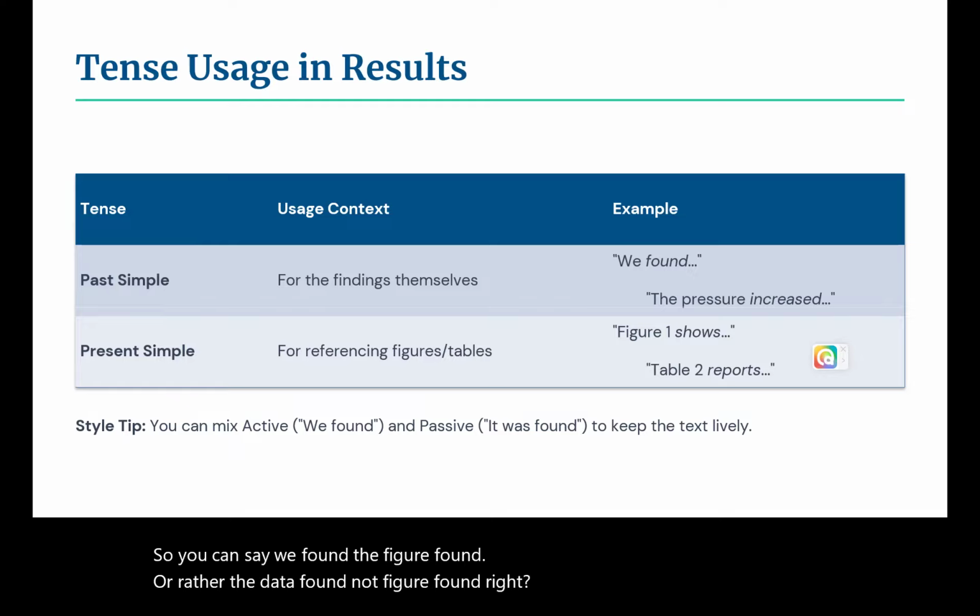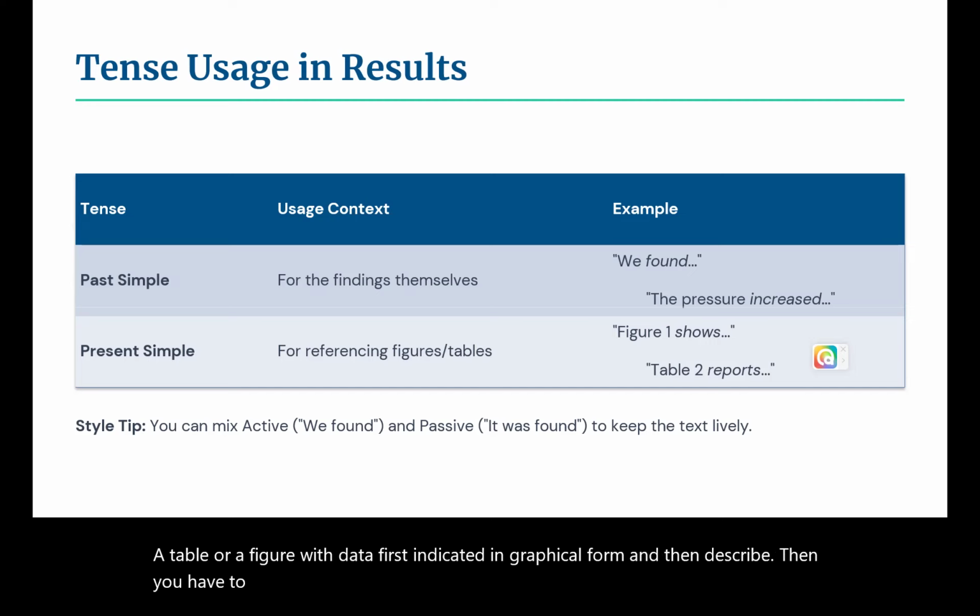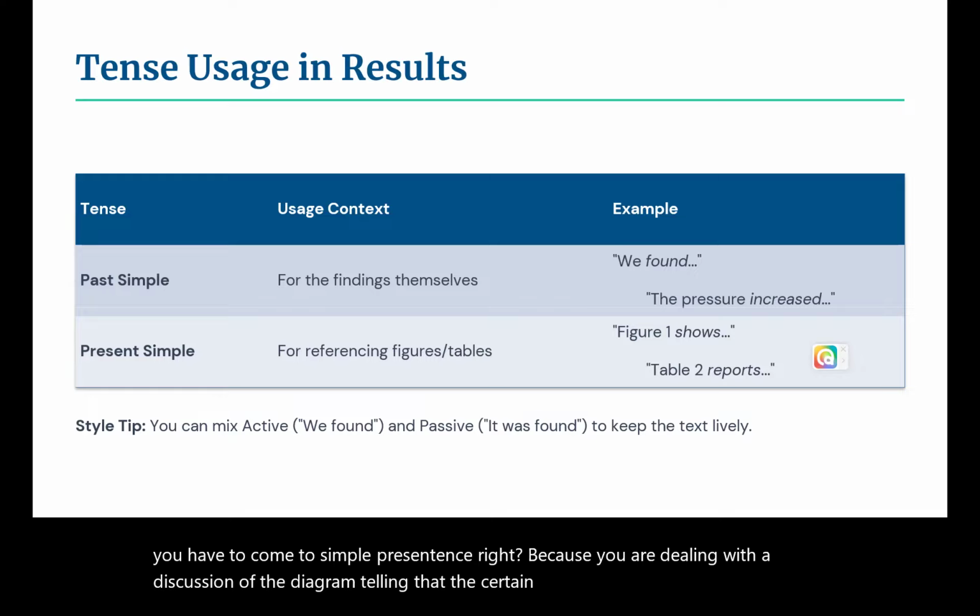Past simple whenever you bring the findings themselves. And if you are referring to a table or a figure with data, first indicated in graphical form and then described, then you have to come to simple present tense, right? Because you are dealing with a discussion of the diagram, telling that the figure shows, it reports, it indicates, it highlights, and so on, right?